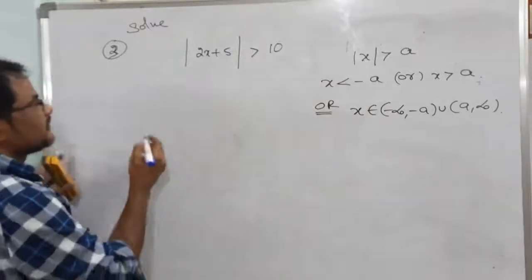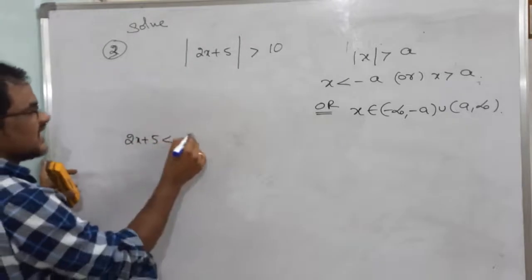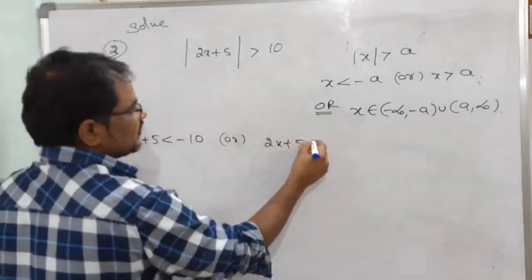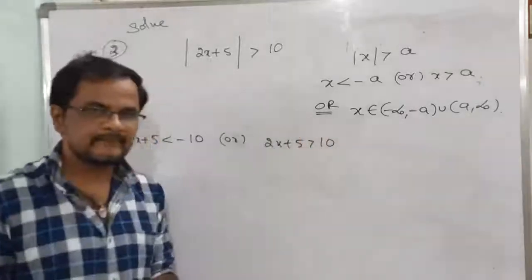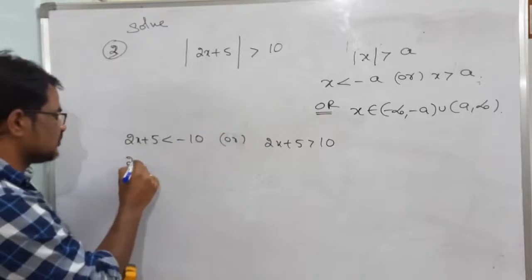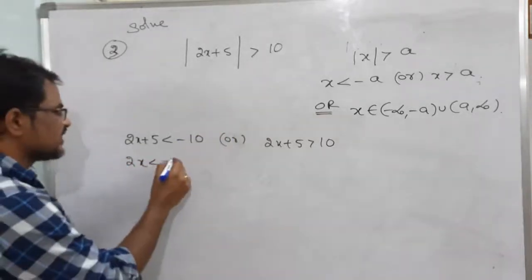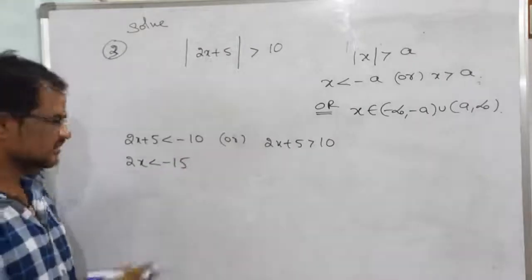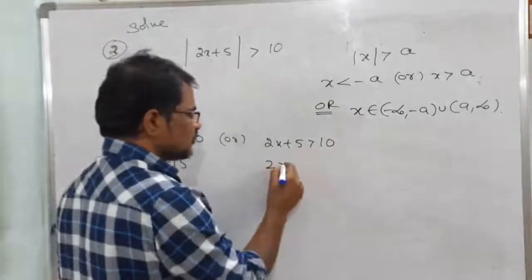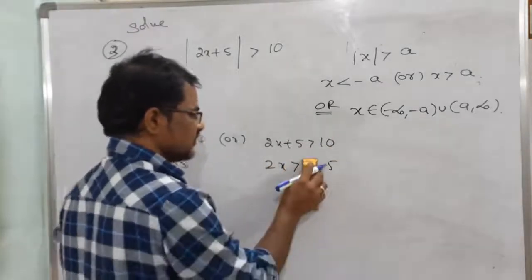How to write? So this one: 2x plus 5 less than minus 10 or 2x plus 5 greater than plus 10. Now simplify this one. This 5, take that side, what will we get? 2x less than minus 15, right? And here bring that side, 2x greater than 10 minus 5, which means we will get 5.